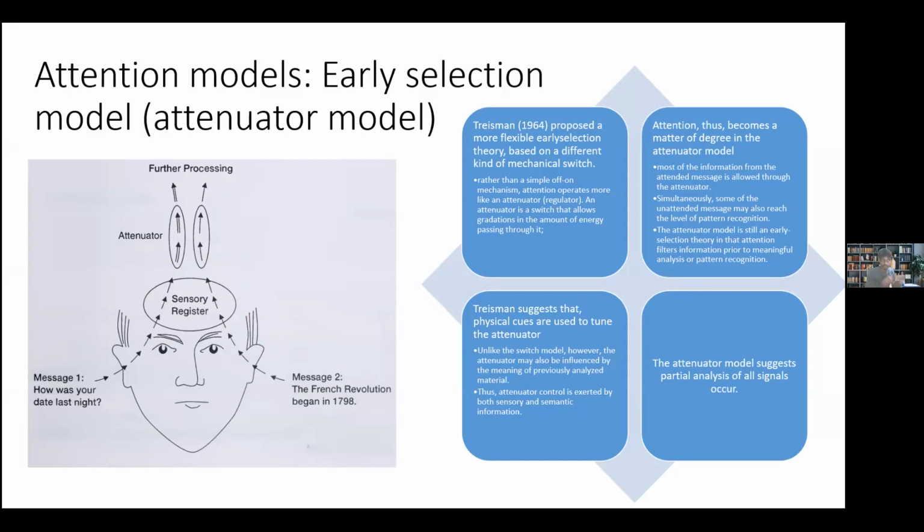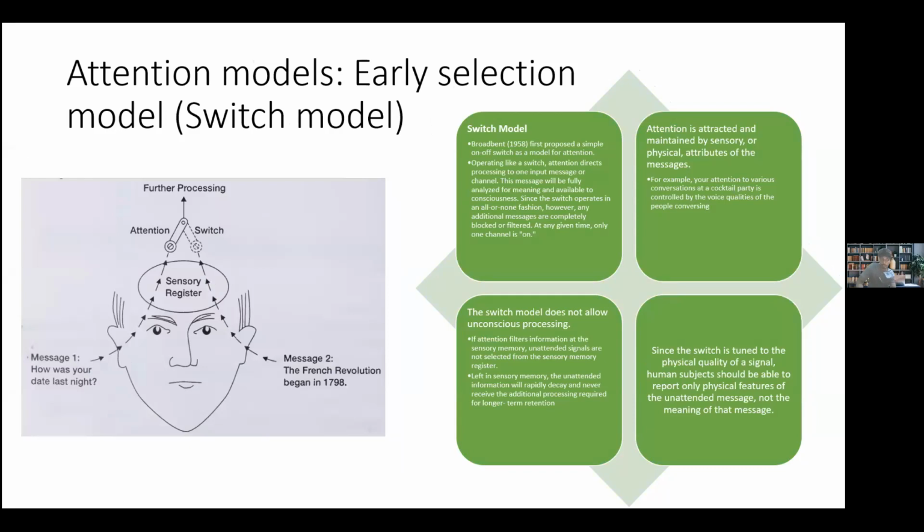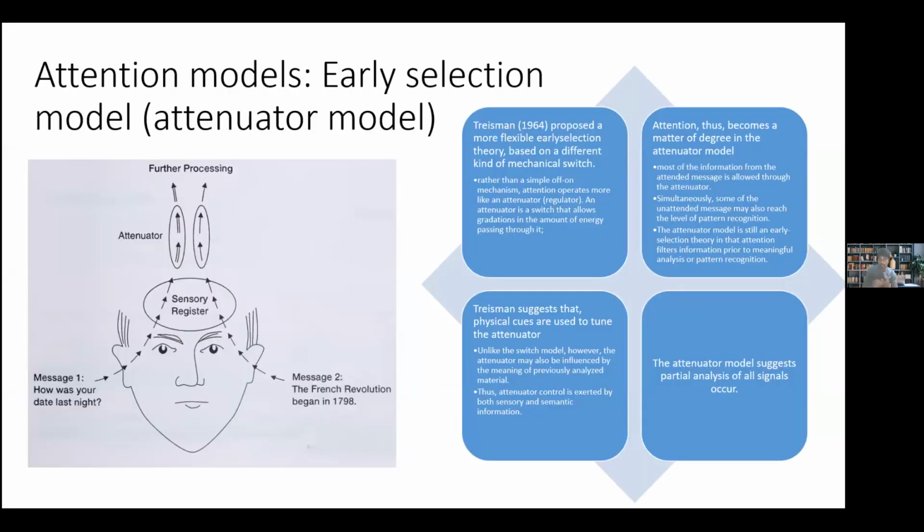So this is the attenuator model that explains a lot of things. The first model was not able to. The first model is the switch model. It says we ignore everything and focus on one thing, but the attenuator model says we regulate the amount of volume that we take in. We do focus on several things at the same time, but in a regulated manner. So some things are tuned up, some things are tuned down. Okay? So this model suggests that partial analysis of all signals does occur.